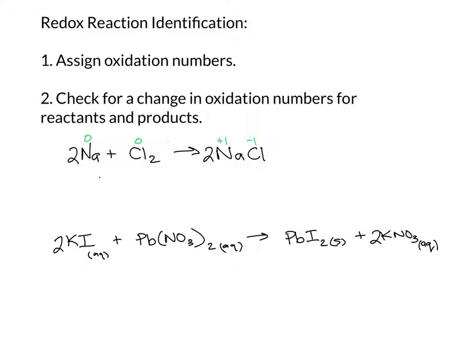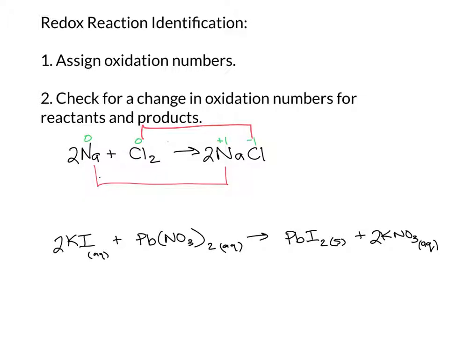Okay, so once we've identified the oxidation numbers on both the left and right-hand sides of the arrow, we're then going to compare those values. If we look at our sodium here and compare it to the sodium on the right-hand side, we notice that we go from an oxidation number of 0 to an oxidation number of +1. That is indicative of a change in oxidation state. And when we look at the chlorine oxidation number, which is 0 here, and the chlorine on the right-hand side of the arrow, its oxidation number is -1, so we also see an oxidation number change in this situation.